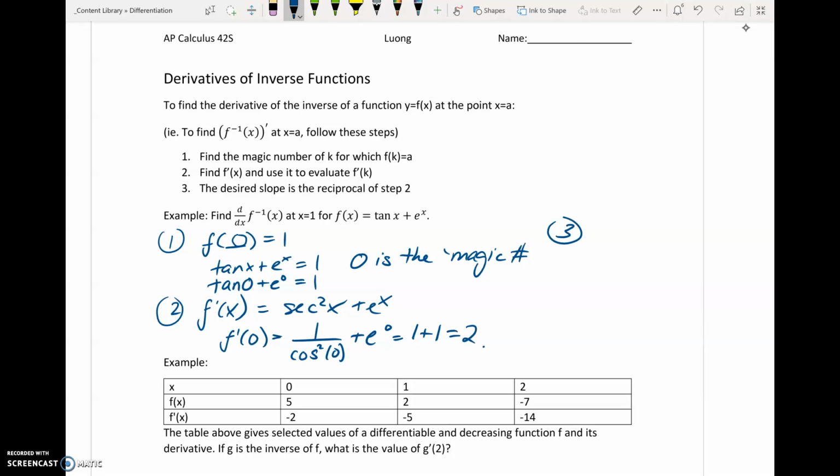Then our final step: the desired slope we want is going to be the reciprocal of step 2. So our final answer, the derivative of f inverse of x, is going to be 1 over 2, whenever x is equal to 1.